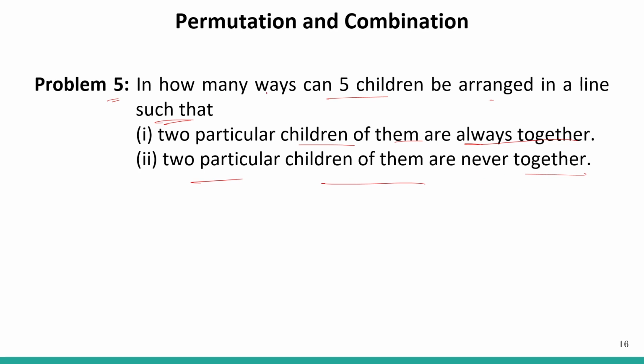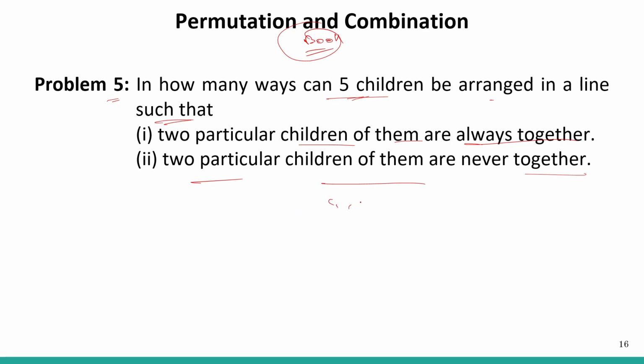So in how many ways can 5 children be arranged in a line such that two particular children are always together? There are 5 children, so they must be distinct, because every person in the world is distinct in terms of their DNA. There is no DNA that is 100% the same. So all those 5 children are different. This question is similar to the book question, where you have 5 books and always 2 are together.